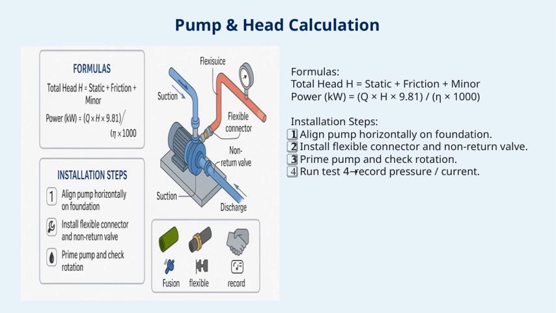The third step involves priming the pump, which means filling it with water to remove air, and then checking the rotation to confirm the pump is turning in the correct direction. Finally, we run a test, recording pressure and current readings to verify everything is functioning within the desired parameters. These steps and calculations are essential to ensure the pump operates efficiently and reliably within the overall system.